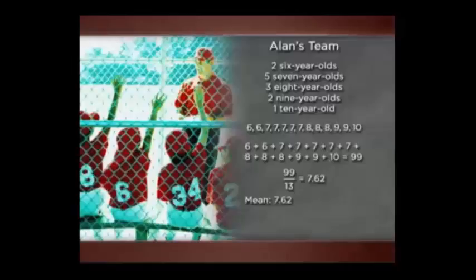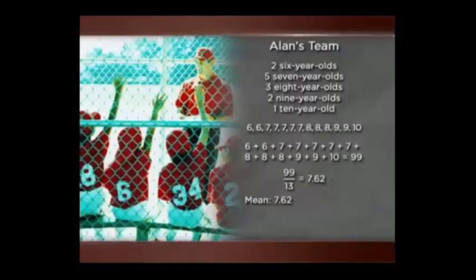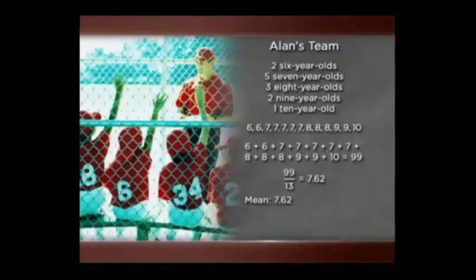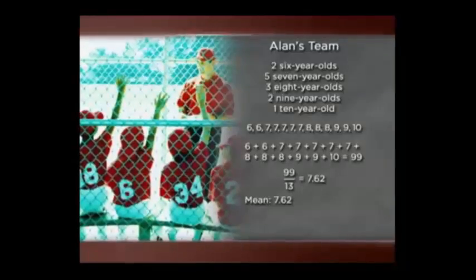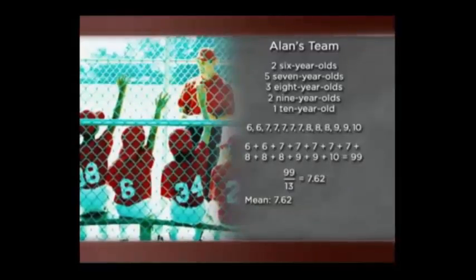Notice that we knew the mean had to be somewhere between 6 and 10, since all the numbers in our list had to be between 6 and 10. The league, remember, has 6 through 10-year-old children. So if, for example, you had found a mean of 25.7, we would have known that was wrong. The mean had to be something between 6 and 10.